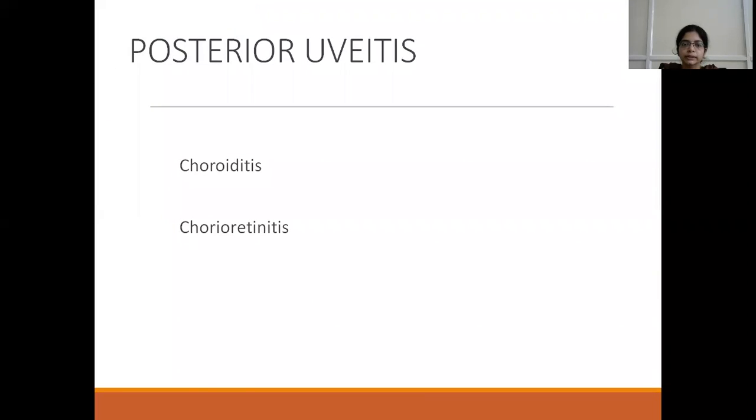Now coming to posterior uveitis. As you know, there are three parts of the uveal layer or the middle vascular coat, which are iris, ciliary body, and choroid. So choroid forms the posterior most part of the uvea. Again, as I've said, the choroid and the retina are always in close opposition to each other. So whenever there is inflammation of the choroid, which is known as choroiditis, it is usually inevitably accompanied by an inflammation of the retina too. So usually it is not only choroiditis, but chorioretinitis.